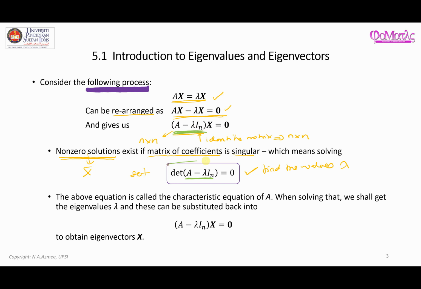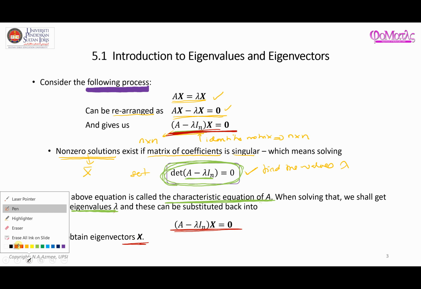And this whole thing here is called the characteristic equation of matrix A. This is the name of it. And when you solve that, you'll be able to get the eigenvalues lambda. Once you have the eigenvalues of lambda, you can substitute this result into this equation here, and you'll be able to obtain the eigenvectors x. Okay, maybe I shall write again all the steps.